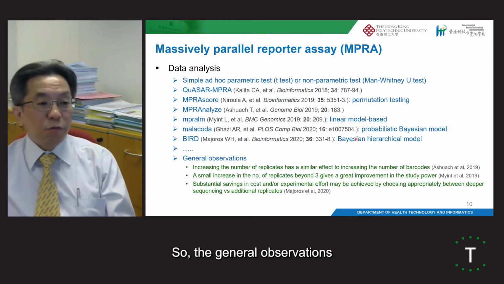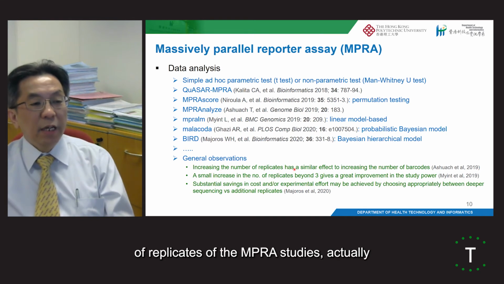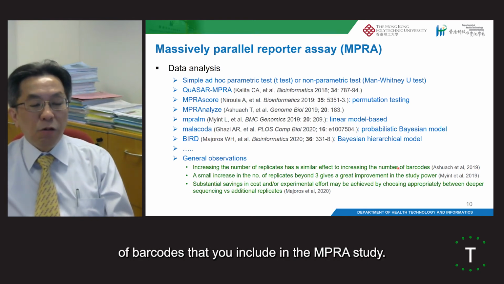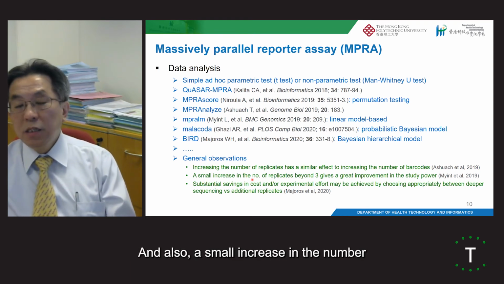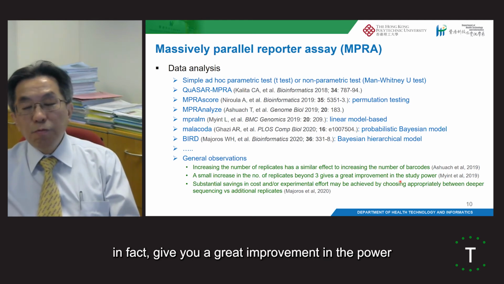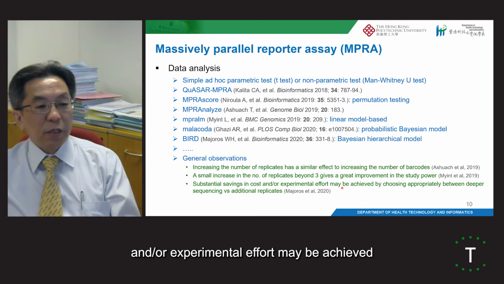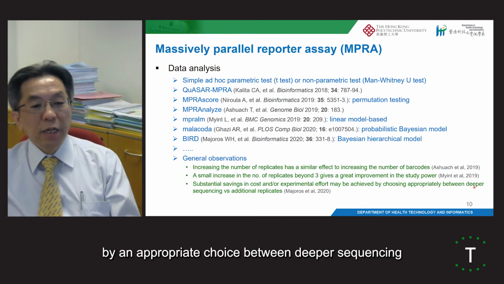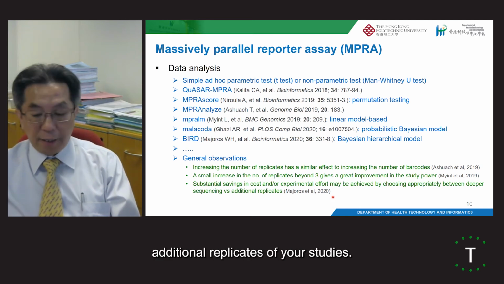The general observation from all these studies is that increasing the number of replicates of the MPRA studies has a similar effect to increasing the number of barcodes that you include in the MPRA study. Also, a small increase in the number of replicates beyond 3 gives you a great improvement in the power of your study. And finally, substantial saving in cost and or experimental effort may be achieved by appropriate choice between deeper sequencing of your RNA library versus additional replicates of your studies.